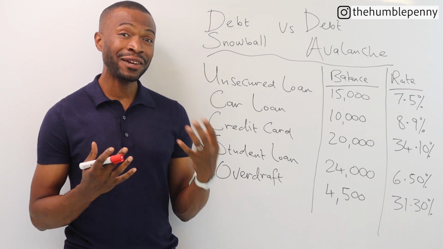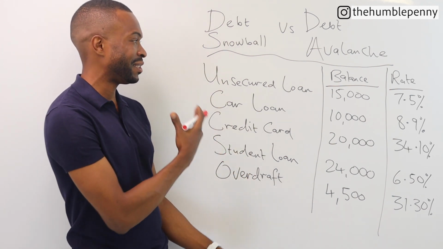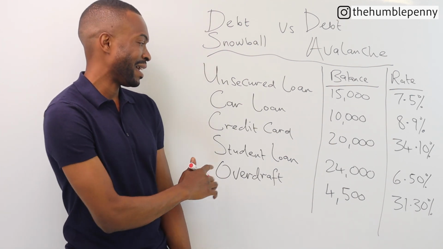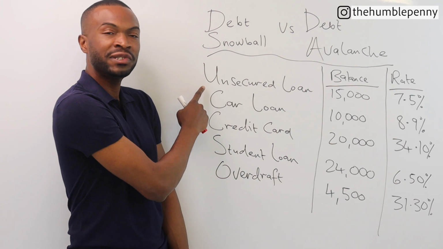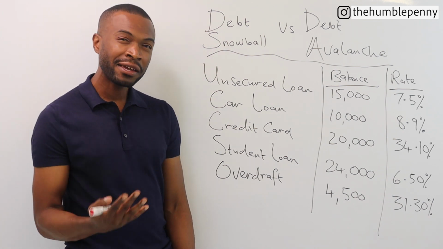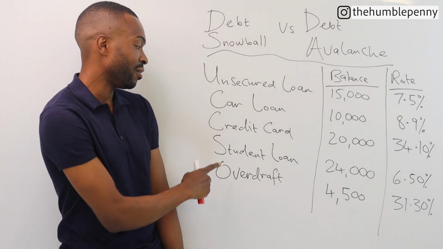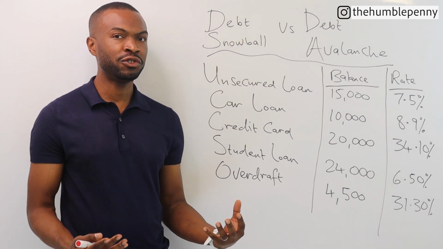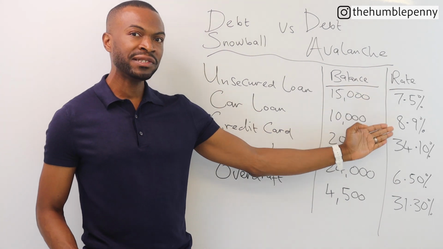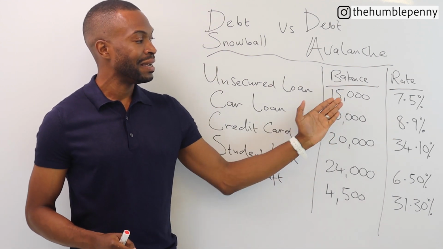Guys, to illustrate the difference between these two methods of paying off debt fast, I'm just going to use this example of a real life situation where we have an individual here who has 5 different types of debt. So they've got unsecured loan, they've got a car loan, they drive a really nice BMW, they've got credit card debt for some loans that they've built up from maybe sponsoring a particular lifestyle. They've got student loan and they've got overdraft debt. And you can see the balances here. And also I've put the rates of interest that they are paying for those various debts that they've got in their lives. And you can see that the rates vary.